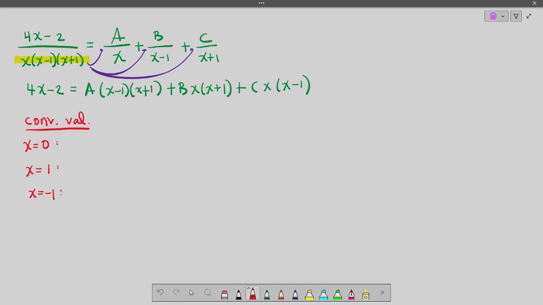And I think you see why. Because they cause a bunch of zeros. They zero out those factors. So now we take this convenient value and we replace it with all the x's. So I plug in 0. On the left, we have negative 2. On the right, when we plug in 0, we get negative a right there. And what are the other two terms going to be with an x equals 0? 0. 0. If we plug in 0 right there and 0 right there, those two terms are gone. They vanish.